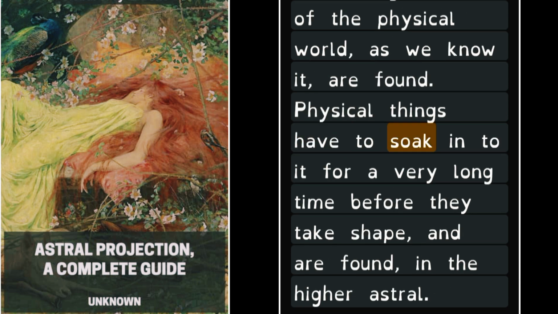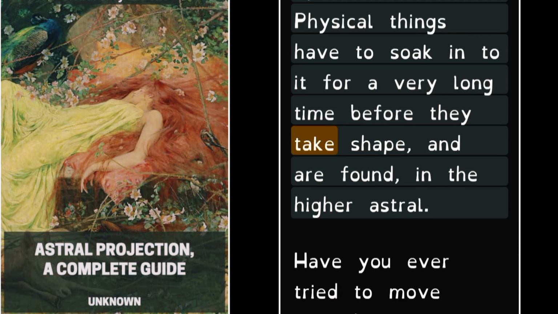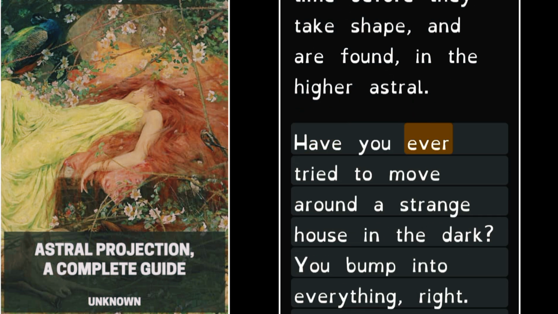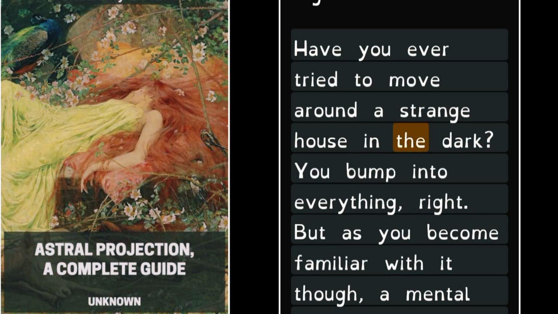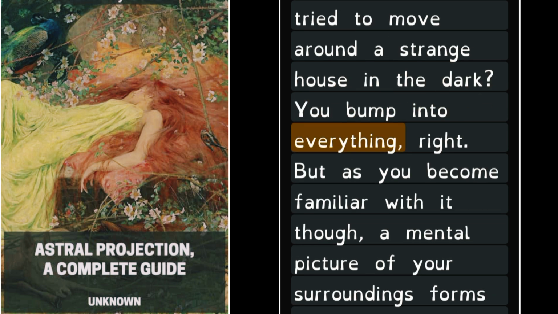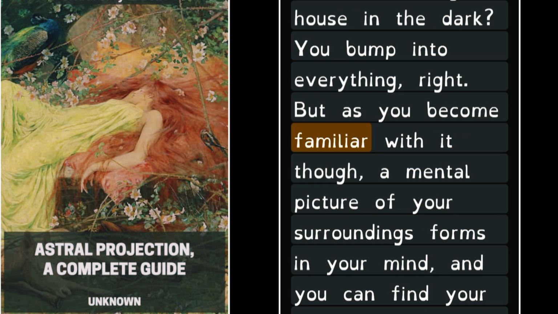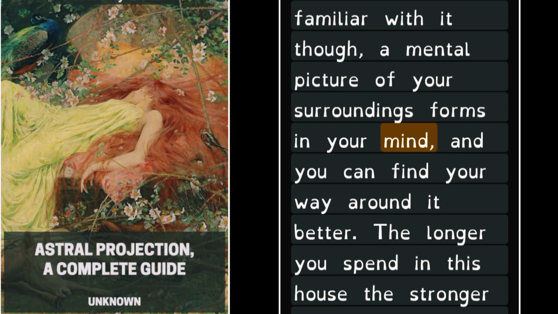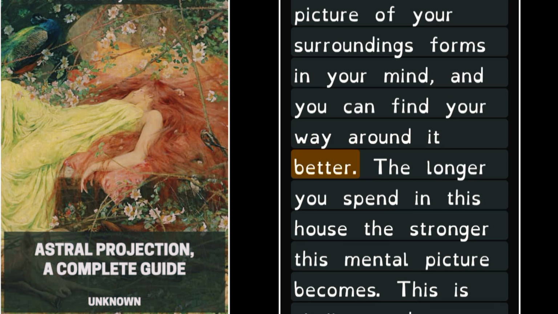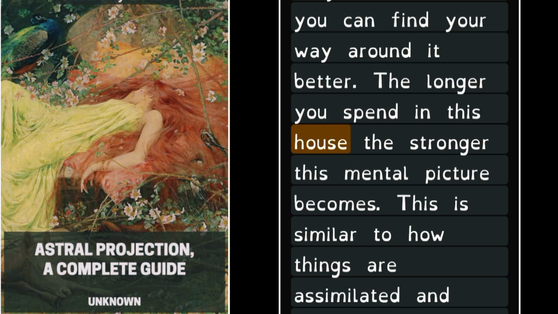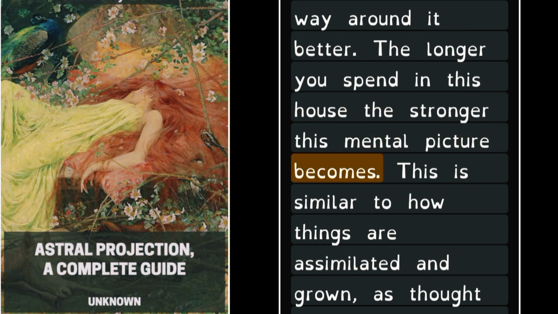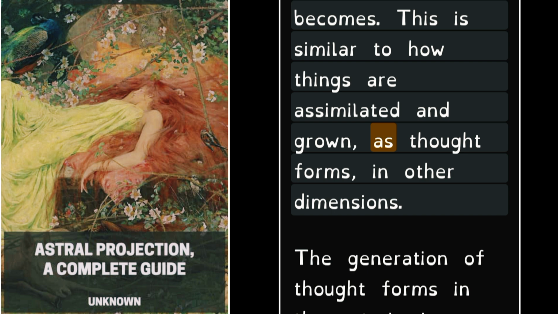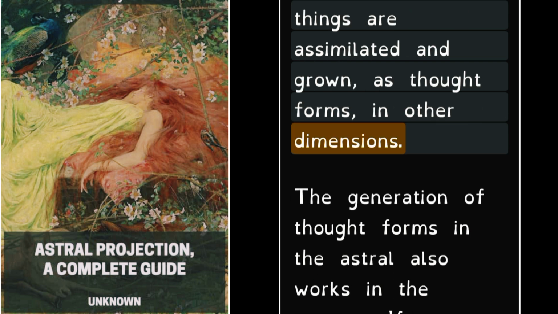Physical things have to soak into it for a very long time before they take shape, and are found in the higher astral. Have you ever tried to move around a strange house in the dark? You bump into everything, right? But as you become familiar with it, a mental picture of your surroundings forms in your mind, and you can find your way around it better. The longer you spend in this house, the stronger this mental picture becomes. This is similar to how things are assimilated and grown as thought forms in other dimensions.